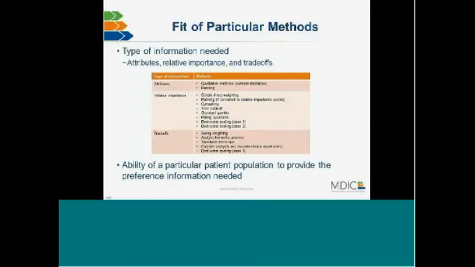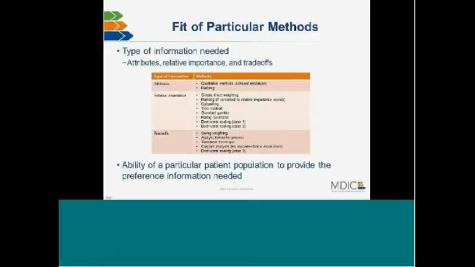Then there's the issue of the fit of a particular method. There are three types of information that are described in Section 5. One is identifying the attributes. The second is looking at relative importance weights without necessarily having estimates of trade-offs. And then the third is trade-off information. And the methods that are in the catalog generally provide different types of information.